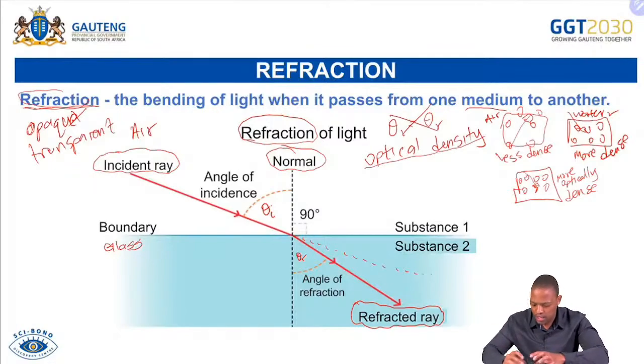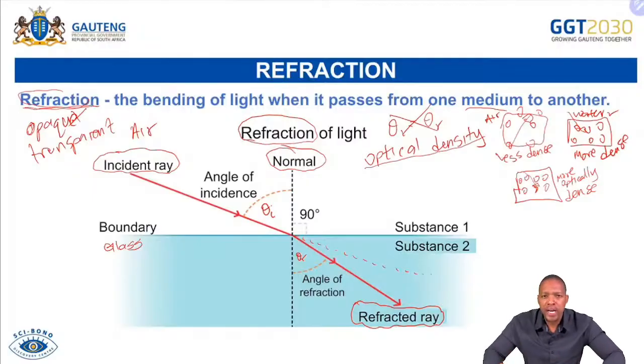As long as you understand this, what do we mean by optical density? Okay, so remember, we want to find out how the angle will behave. Will the angle be greater than? Will the angle be smaller than?